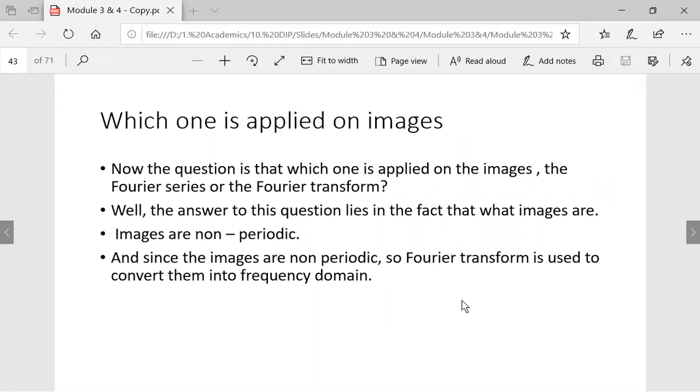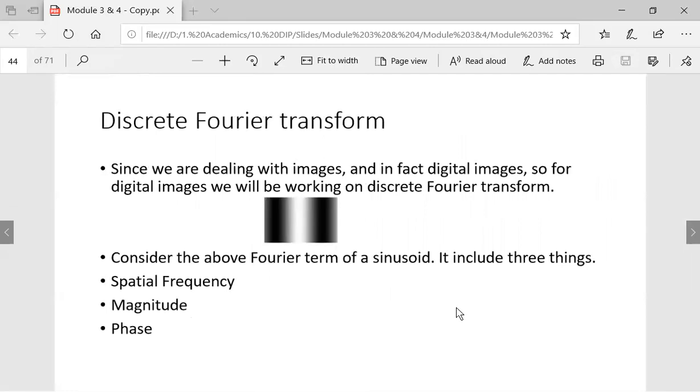Now the question is which one is applied on the images, the Fourier series or the Fourier transform? Well, the answer to this question is about the image. Image is always non-periodic, and since images are non-periodic, Fourier transformation is used to convert them into the frequency domain. Images are discrete, so we will be learning the discrete Fourier transformation, since we are dealing with images and in fact digital images. So for digital images we'll be working on the discrete Fourier transform.